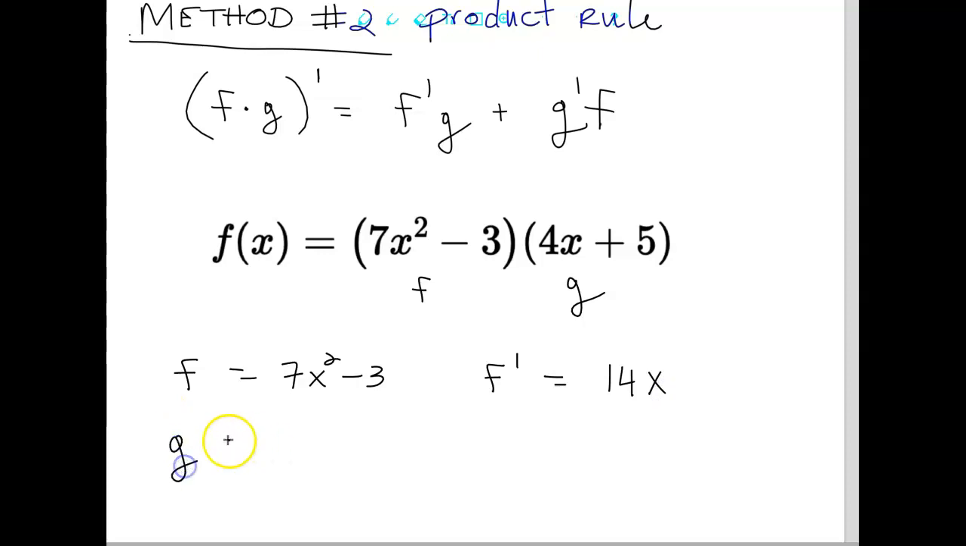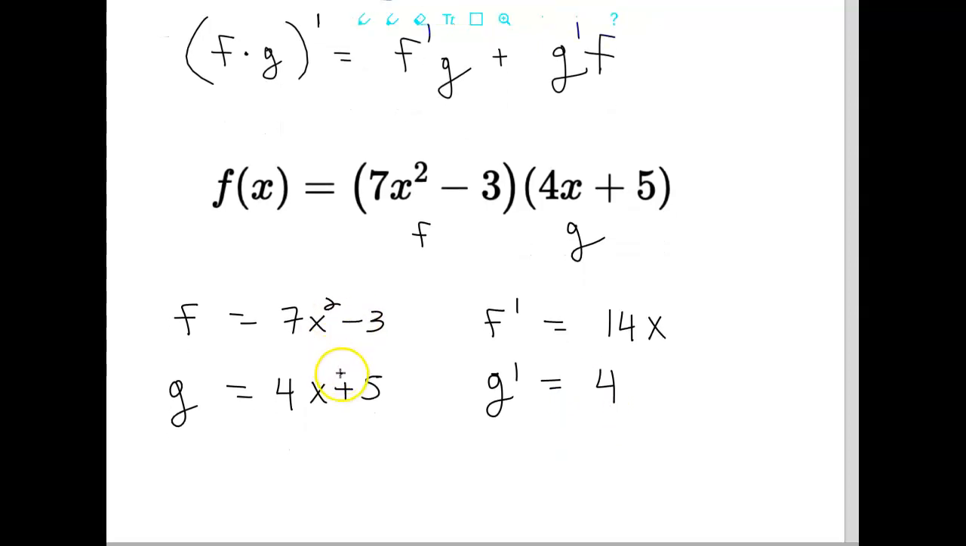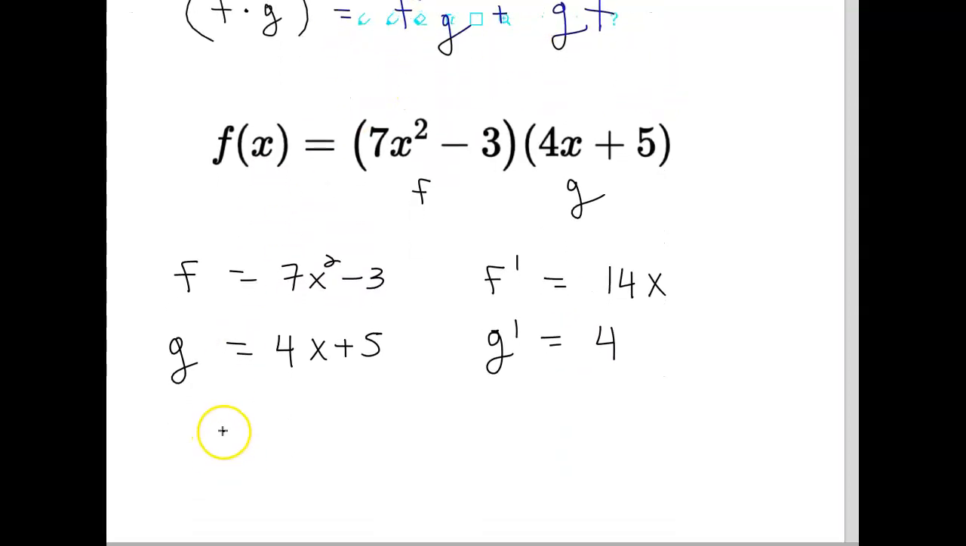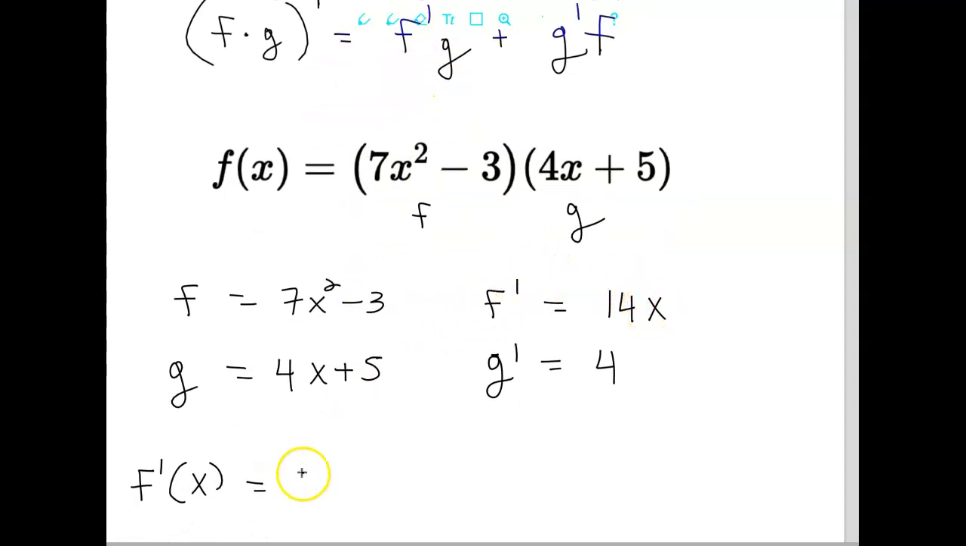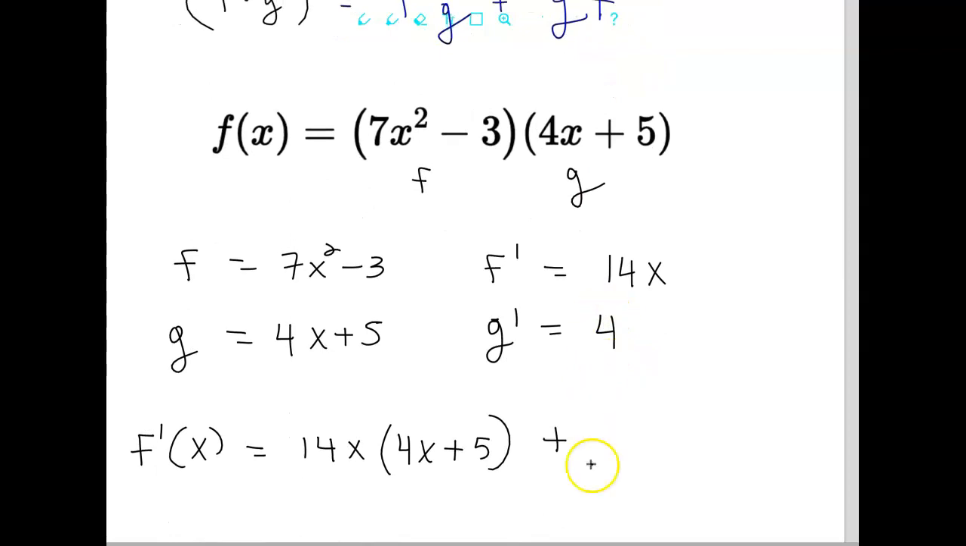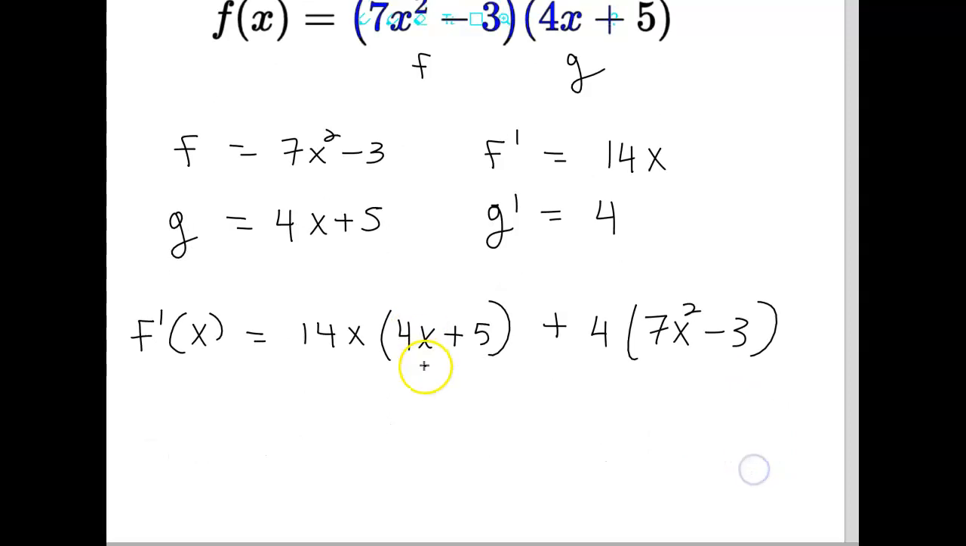And then we have g is equal to 4x plus 5. That's a linear function. The slope of that function is the derivative. g prime is 4. So now we can plug it into this formula, right? So this function f prime of x is going to be this f prime g. So that's going to be 14x times 4x plus 5 plus g prime f, which is going to be 4 times 7x squared minus 3.